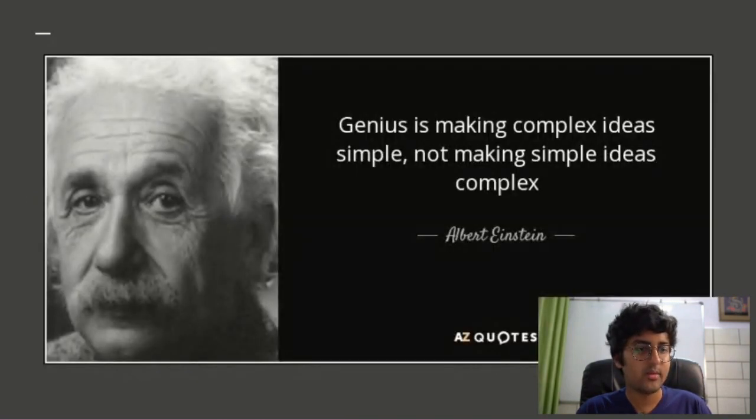So I'd just like to end this session, I hope you enjoyed it, with this quote by Albert Einstein. This is a very nice quote, right? When we talk about cost monitoring, because it often gets complex. The quote is: genius is making complex ideas simple, not making simple ideas complex.